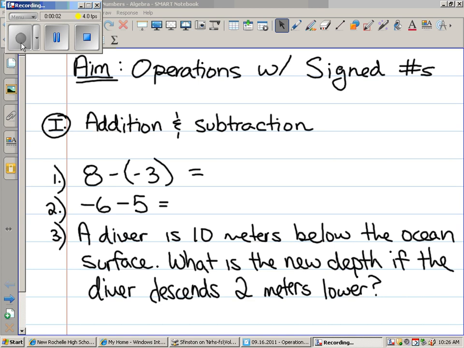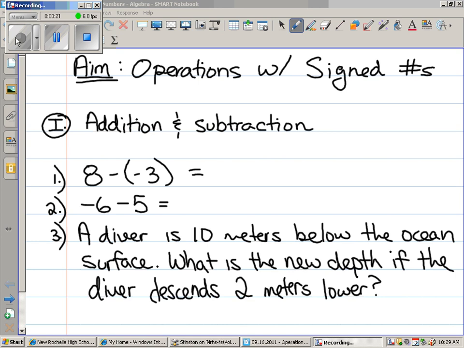Guys, today we're doing operations with signed numbers. In the first part we're going to do addition and subtraction, and in the second part we're going to do multiplication and division. There aren't really any rules for addition and subtraction. You just straight up do it. Try these problems for a minute or two, and then we're going to take a look at them. Let's take a look at this first one.